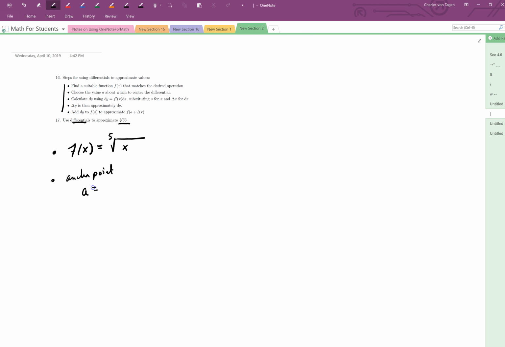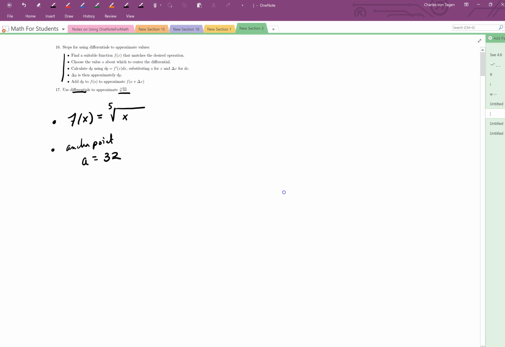Okay, so let's again, like we did in the last problem, pick a equals 32. Why? Because 32 is close to 33, and 32 is easy to evaluate in this function. Okay? So now what we're going to do is calculate differential y. Well, differential y is equal to f prime of x times differential x.